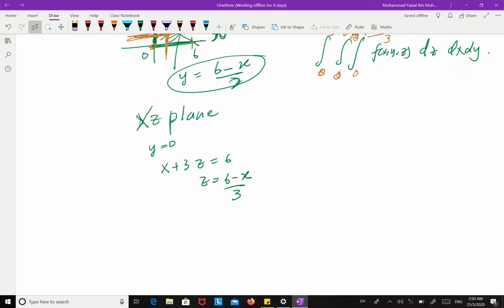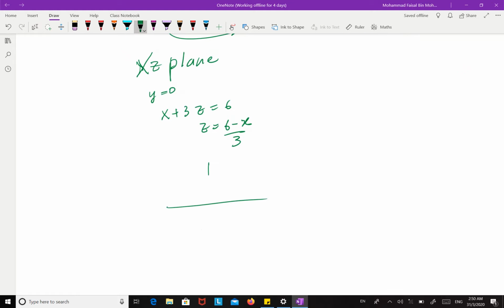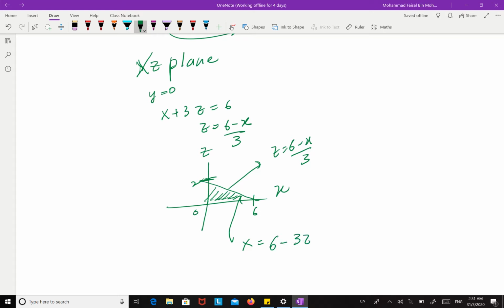Okay, from here you can draw another plane. So when x is 0, z is 2, and when z equals 0, x is 6. So this will be z equals (6 minus x) over 3, or if you put x as the subject, x equals 6 minus 3z. Okay, just rearranging this equation.